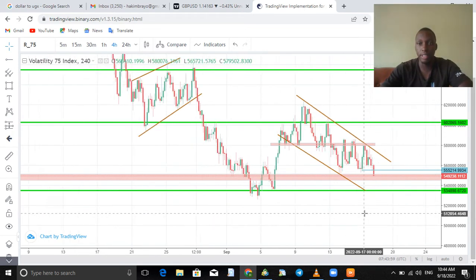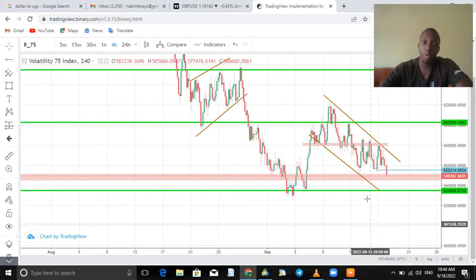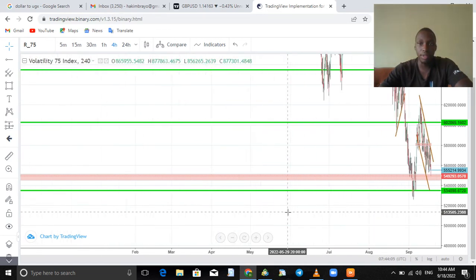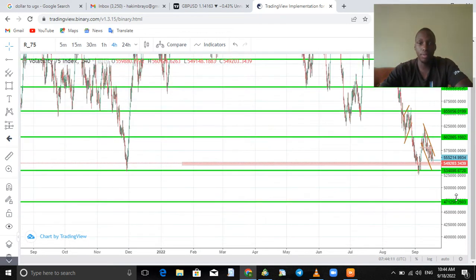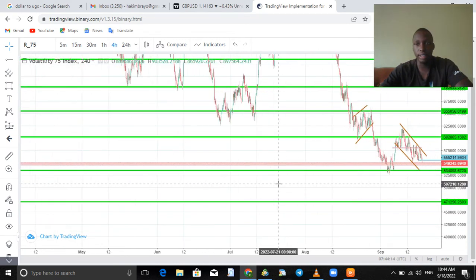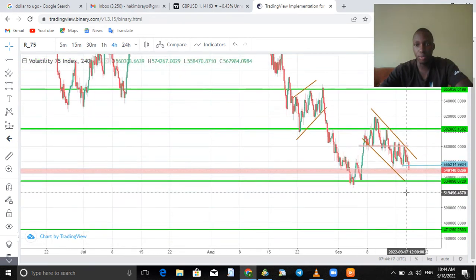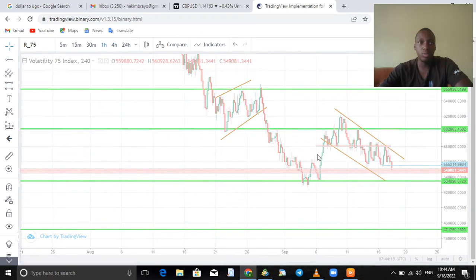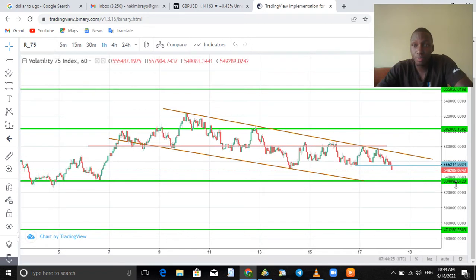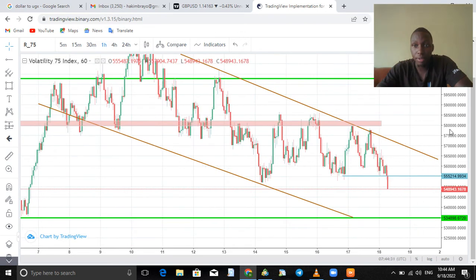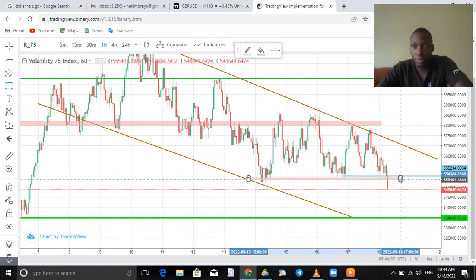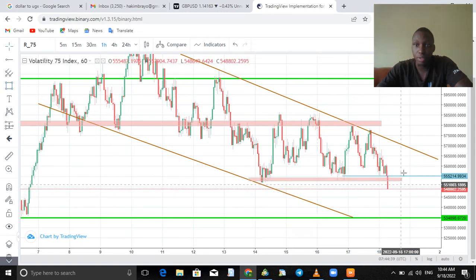Now we don't know where exactly this pair is heading, because we are leaving a zone and we are also on a major market key level, so we have to wait for bigger confirmations to see where 75 index is going to be heading in the nearby future. If I go to our 1-hour time frame, you can see that this pair has broken another support level here, which it has been respecting for so many times. So it has broken this support level.